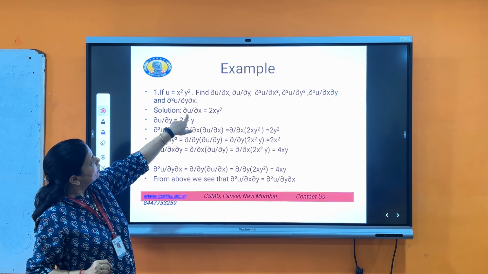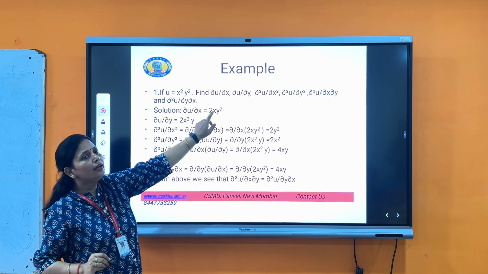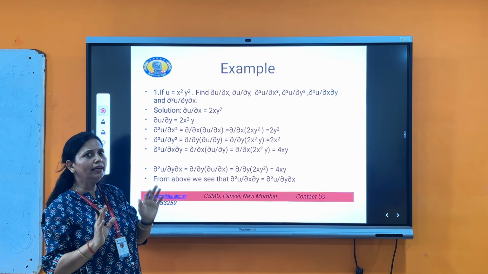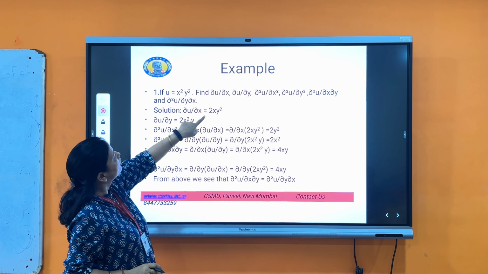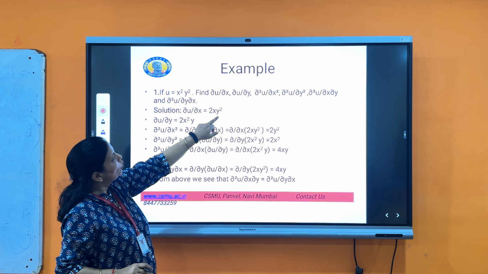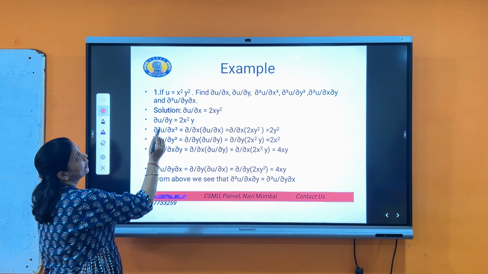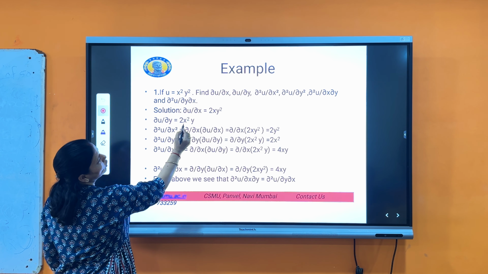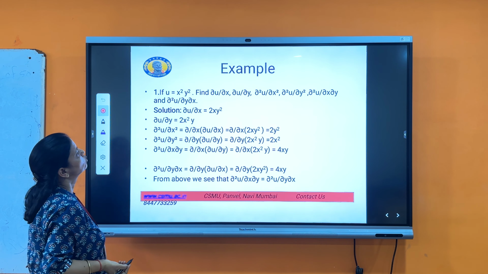When we find the derivative of u with respect to x, we keep the terms of y constant, which will remain as they are in their place. So the derivative of x square will be 2x, y square stays as it is, and the result is 2x y square. Now ∂u/∂y: x square will be treated as a constant, the derivative of y square is 2y, so the result is 2x square.